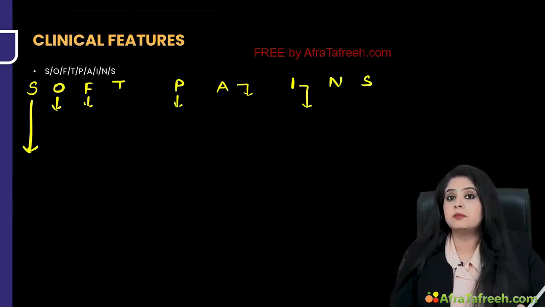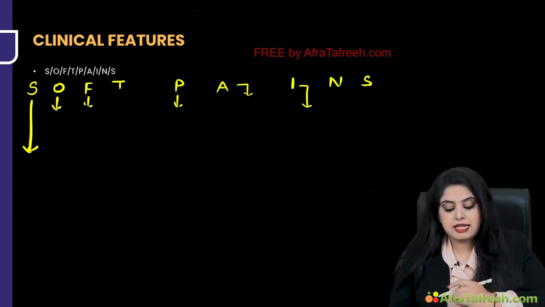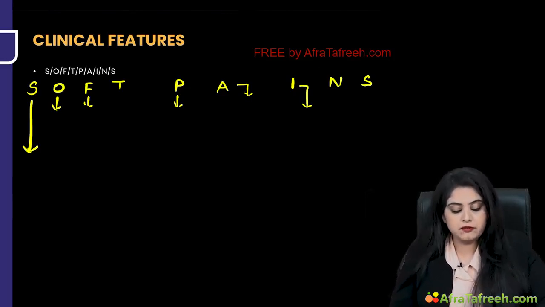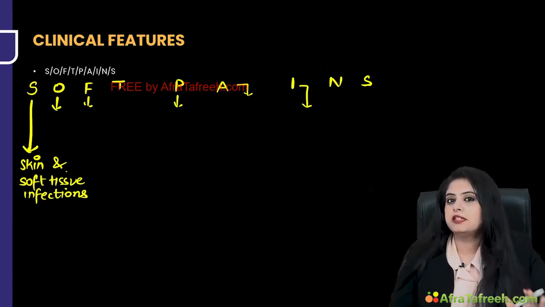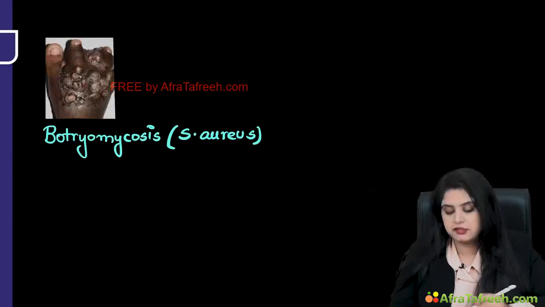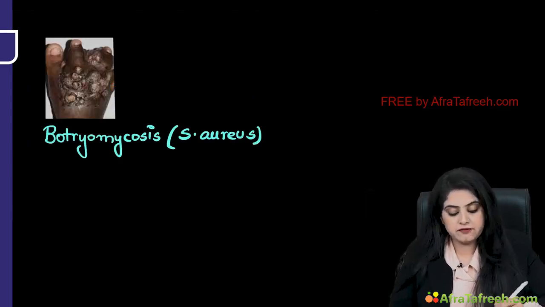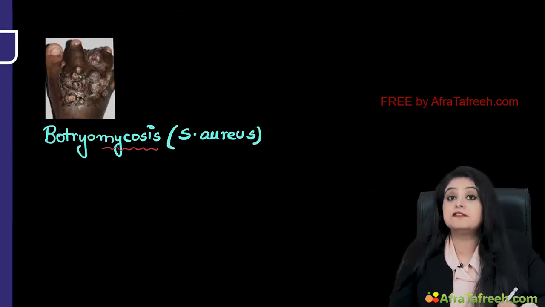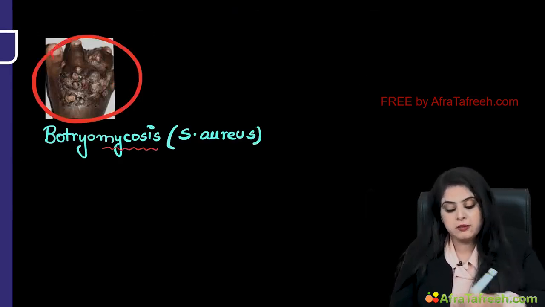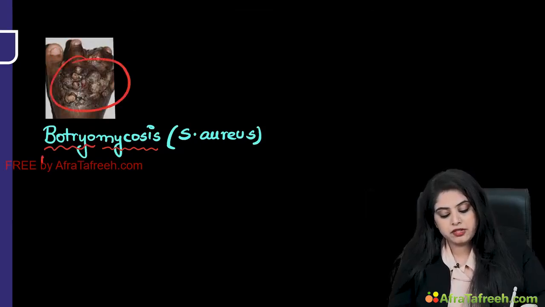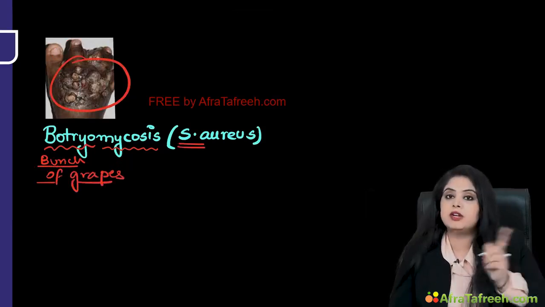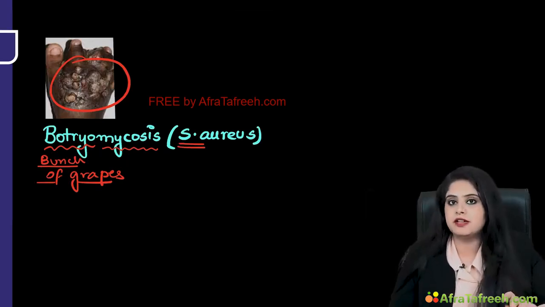We learn it by SOFT PAINS. What is SOFT PAINS? Let's begin. First, all the skin and soft tissue infections that we have are going to come up under it. One of the very famous skin and soft tissue infections that it causes is botryomycosis. Whenever I say mycosis, it looks like a fungal infection, but it is not a fungal infection. Botryo means bunch of grapes, so it is caused by the organism that looks like a bunch of grapes, and that is Staph aureus.